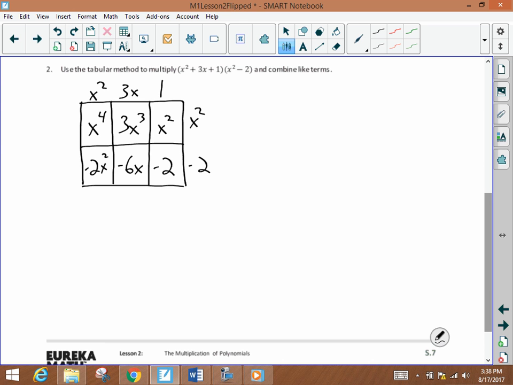Let's go ahead and have these things spit out our answer. Uh-oh. I have a negative 2x squared and a 3x to the 3rd. Well, that's not going to work. I can't combine those. Those have different powers of x, and they're not like terms. So something must have gone wrong, and it's a real common mistake that people make. I'm going to show you what happened.